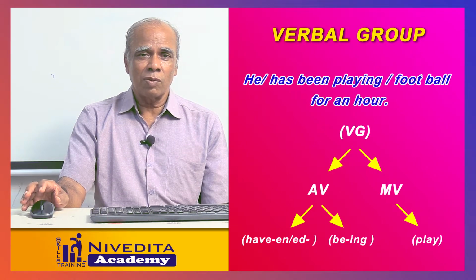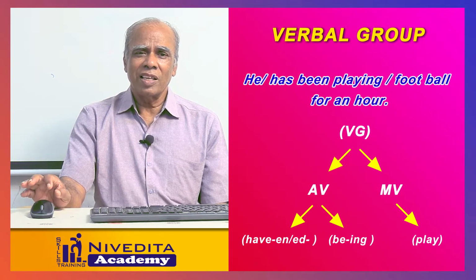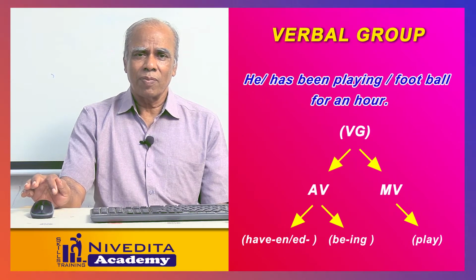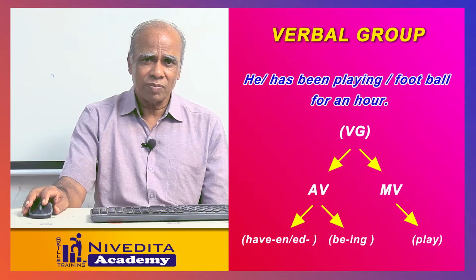Most of the verbs, the regular verbs, end with the ed form. Some verbs end with en. For example, write, wrote, written. Give, gave, given. Eat, ate, eaten. Drive, drove, driven. So these are en forms. That's why we say this is the en or ed form.